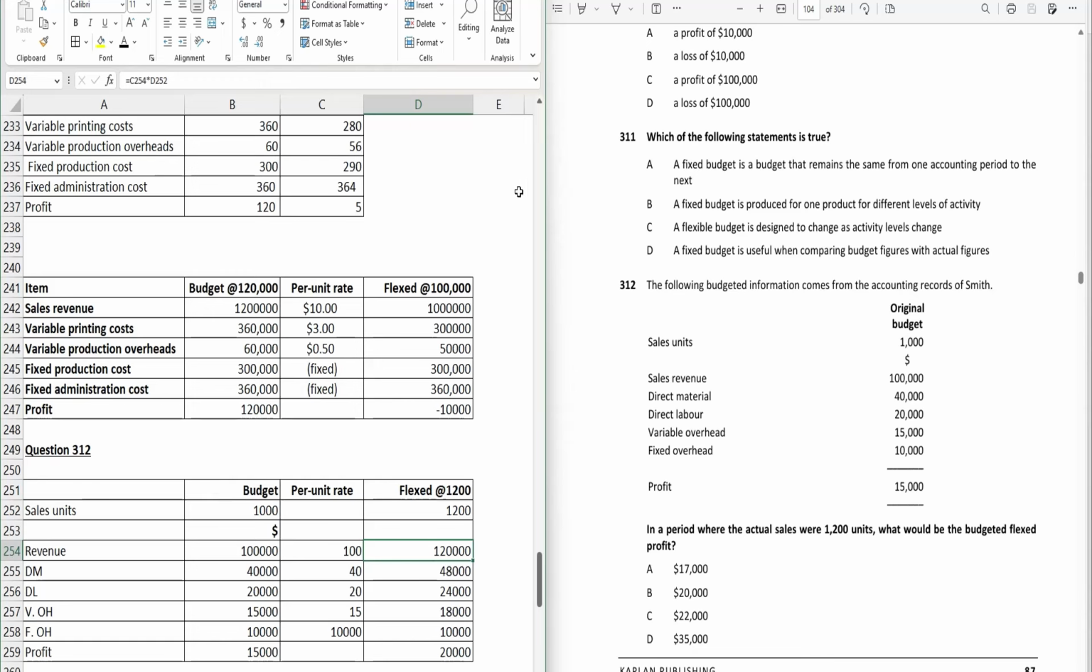You can see I have just written down the formula over here. And again, 40 into 1,200 will be 48,000. This will be our direct material cost. And 20 into 1,200 will be 24,000. This is the direct labor cost. And similarly for the variable, I have calculated. And for the fixed, it will be same. It will not be changed. Only one level of activity is given. So again, subtracting the total cost from the revenue, it will give the profit of 20,000, right?